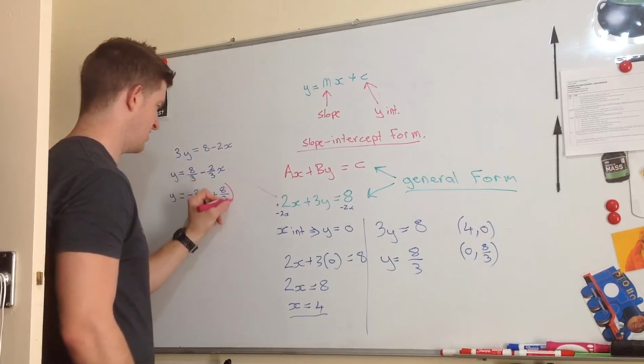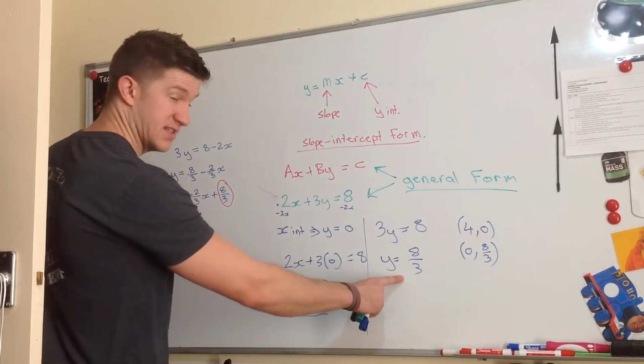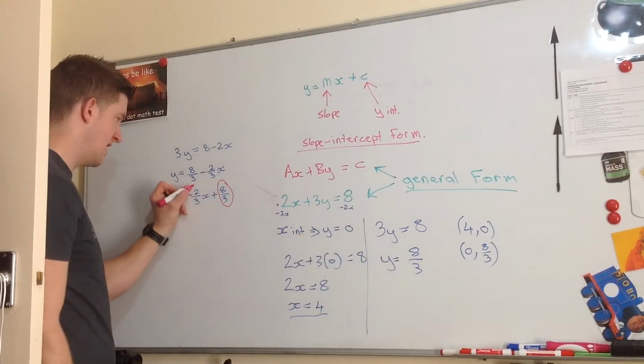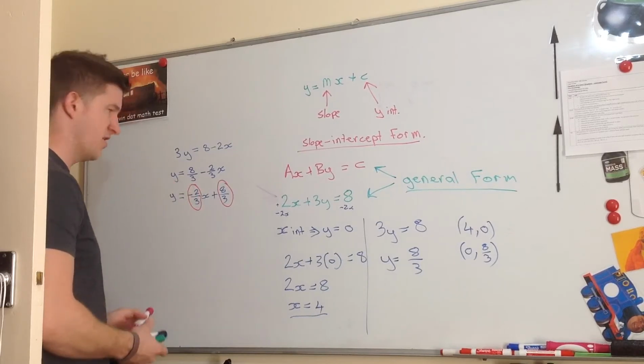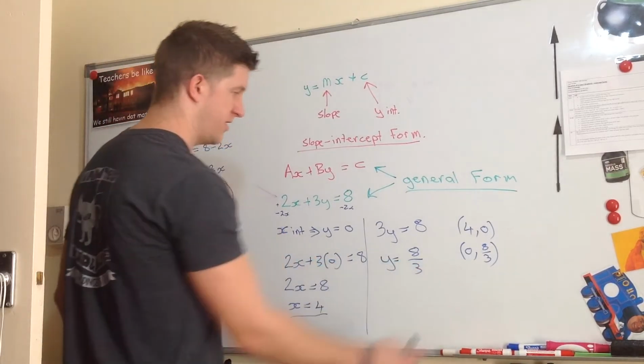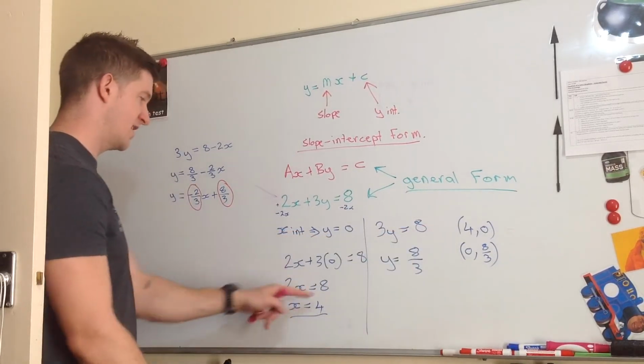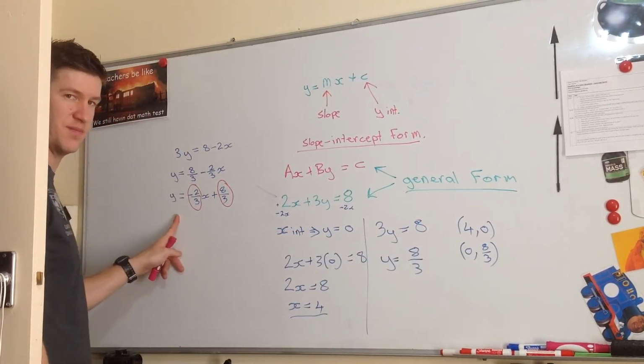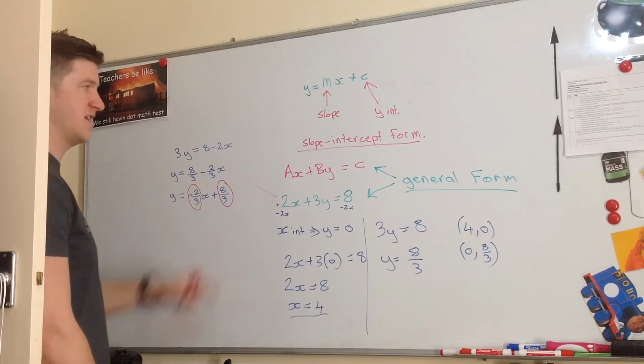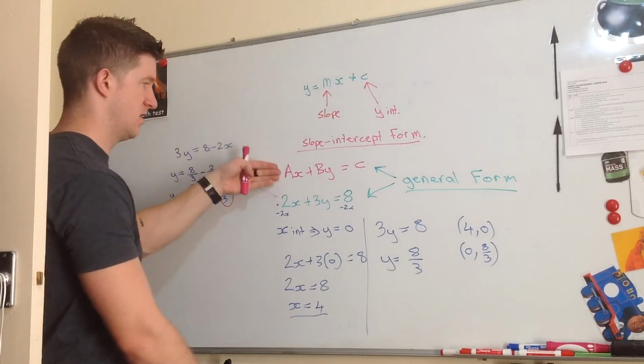Straight away I know y-intercept, 8 on 3. Hey, that's exactly what we said before. Sweet. And my slope is negative 2/3, which we would have got if we use this method. So I can either use 2 points to find the slope, or I can just rearrange back into slope-intercept form, and I get the slope. So now you've got slope-intercept form, general form.